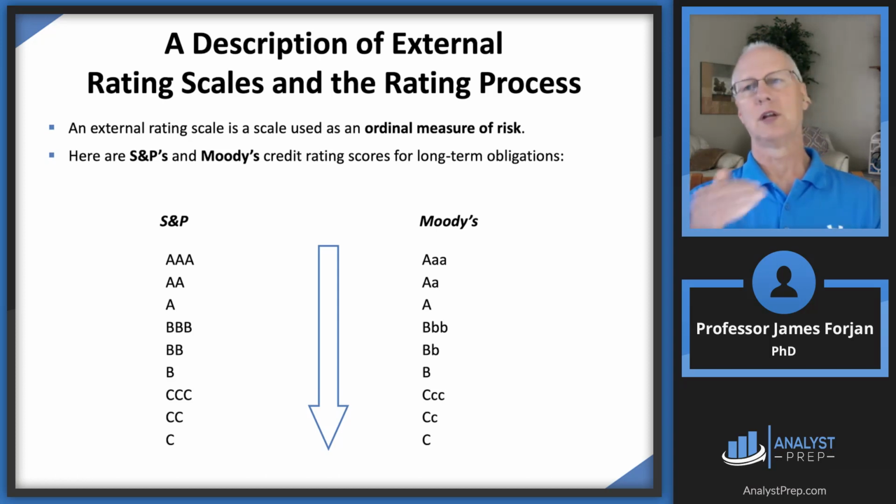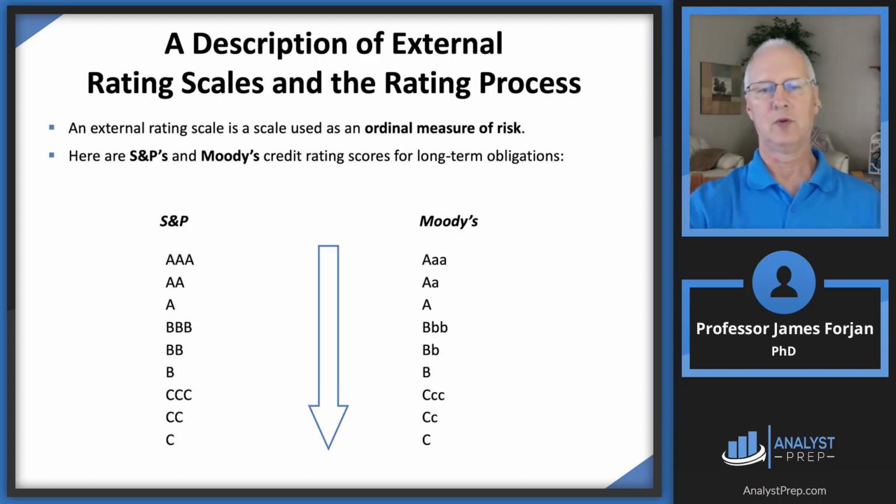And of course, it's not just A, B, and C. There are different levels inside of each of those. So AAA and AA and so on and so forth. As we move down, that arrow suggests, we move from an area in which there is very little default risk all the way down to the bottom where there is substantial default risk.